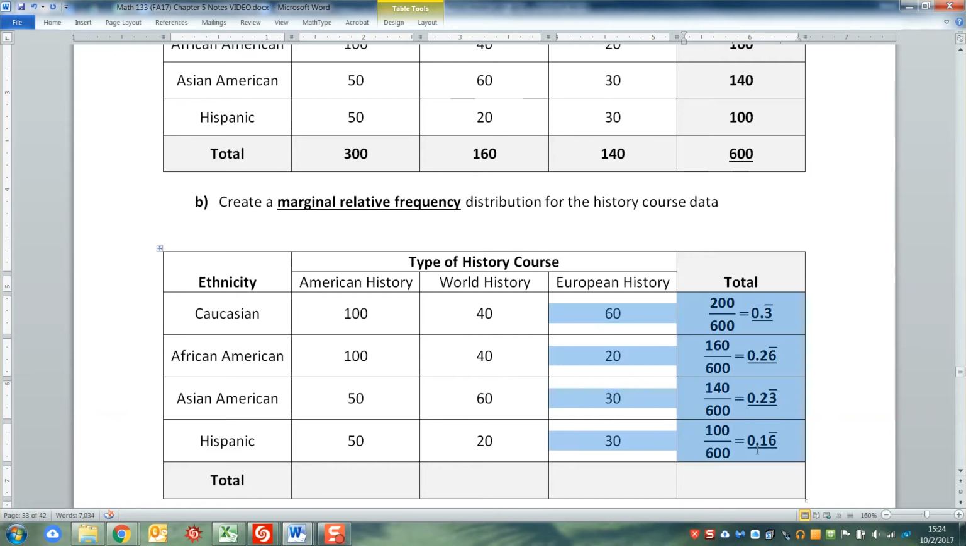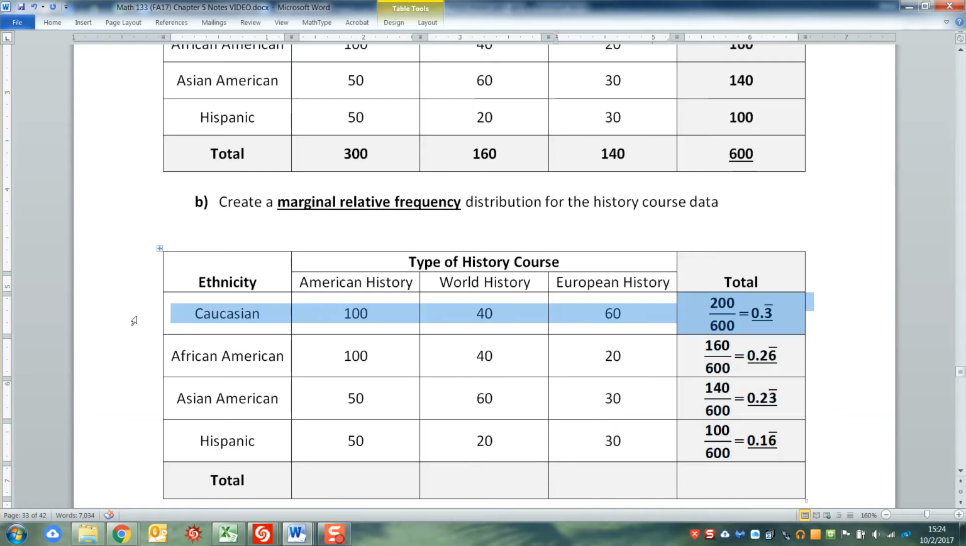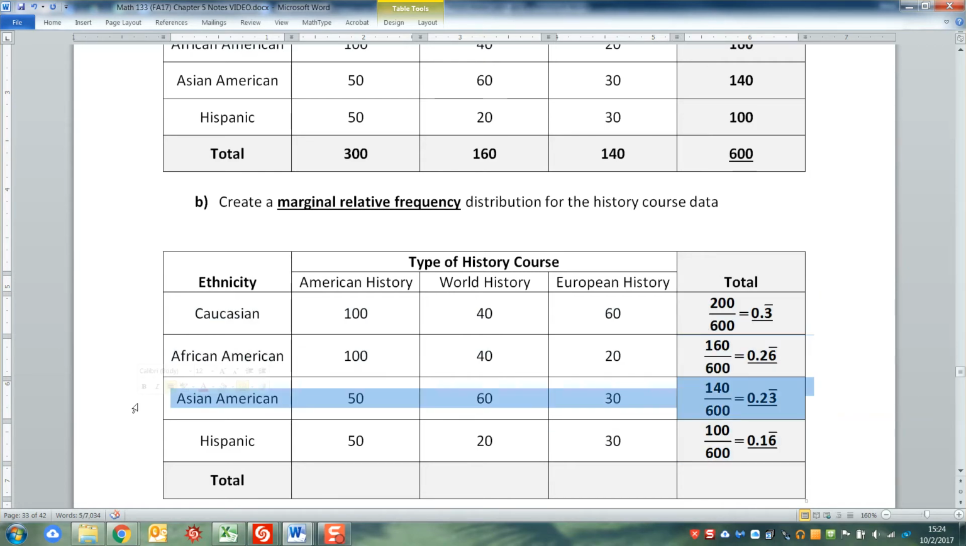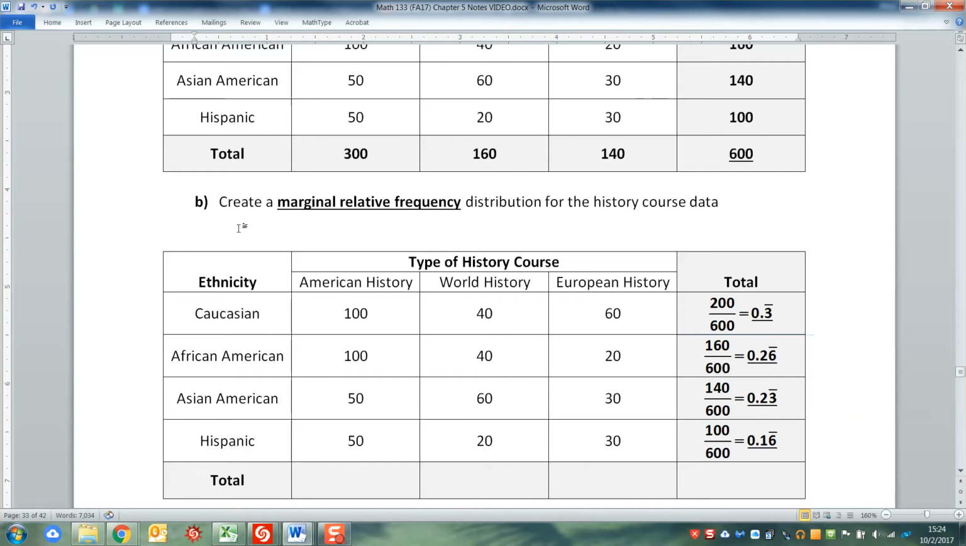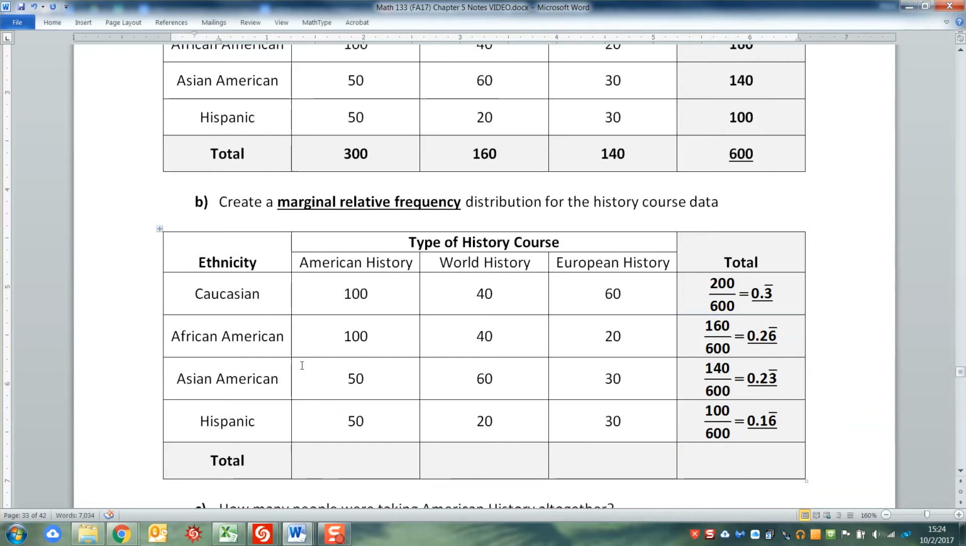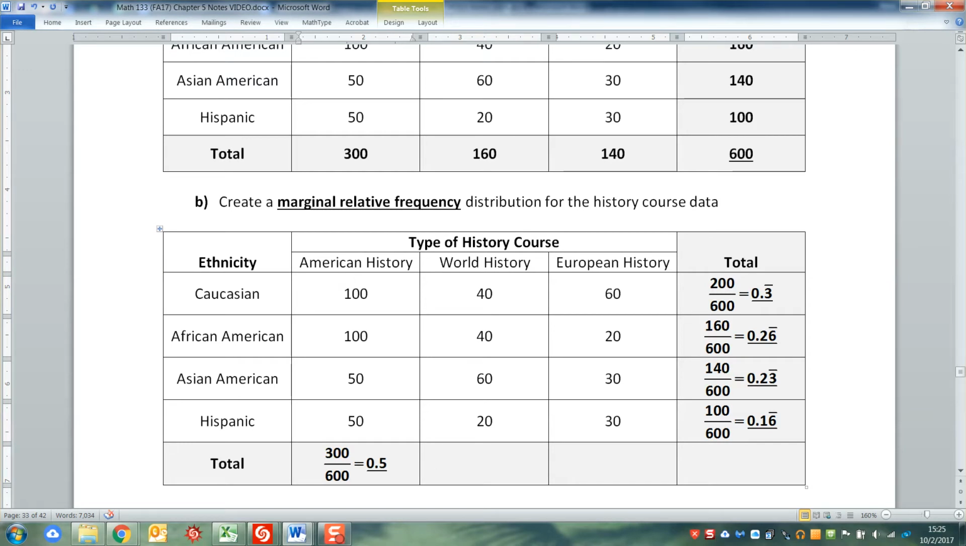I found my row relative frequencies, right? So the Caucasian row, the African American row, and so on. But now I have to do the same thing for my columns. So I have to find each of those columns' relative frequencies. If you look at the first column, it's the easiest. There's 300 in that first column, but I'm going to divide it by the grand total of 600, and that would give me 0.5.